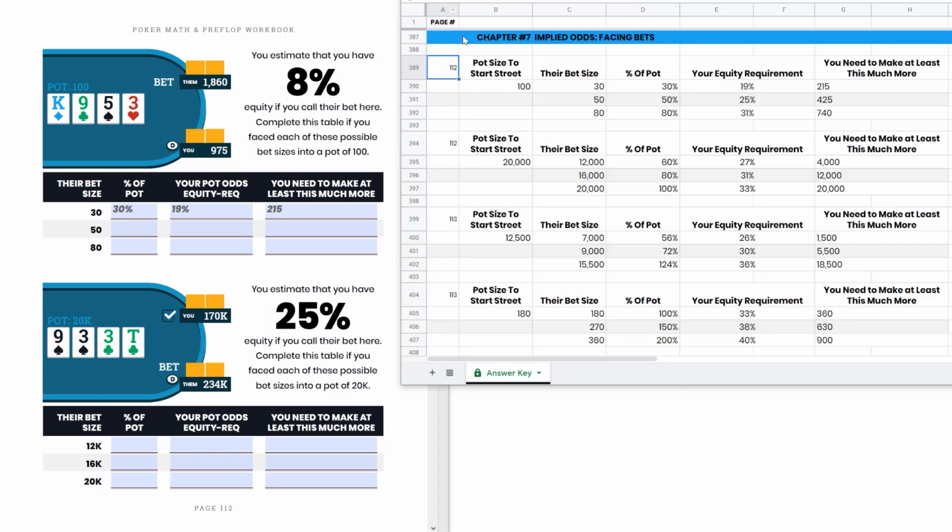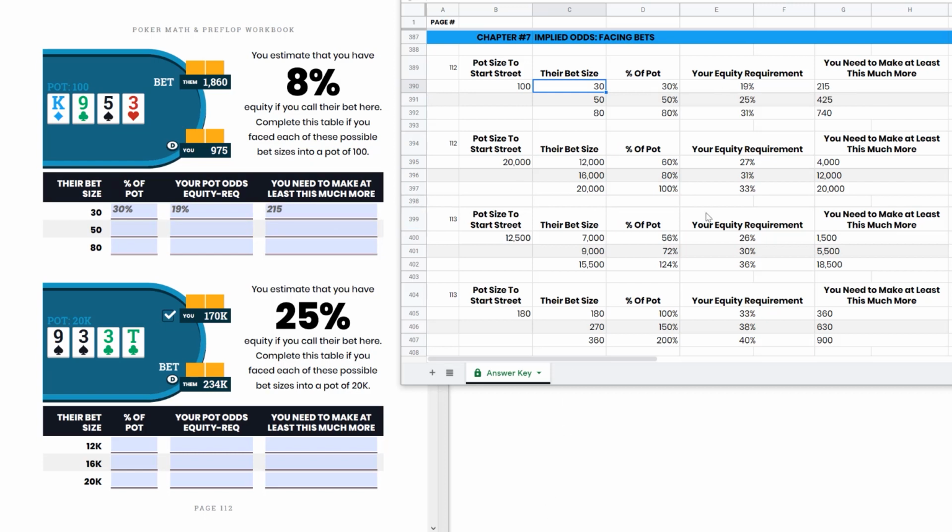And just for the record, we can proof all of this with the included online answer key. So page 112 right here, we're doing this top example. So again, $100 pot, $30 bet from them. See, that's a 30% of the pot bet. Yep. 19% equity requirement. Yep. And we need to make 215 more. Yep. So we got everything correct here.